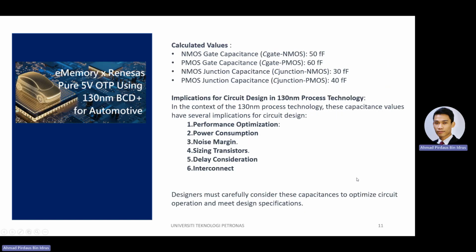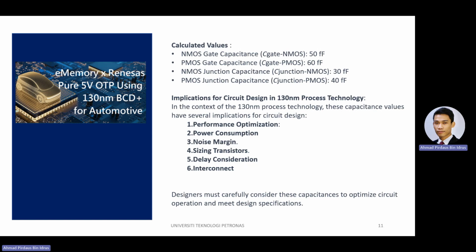And then this is the result that we calculated for the NMOS gate capacitance. We got 50 femtofarad. PMOS gate, we got 60 femtofarad. NMOS junction capacitance, we got 30 femtofarad. PMOS junction capacitance, we got 40 femtofarad.